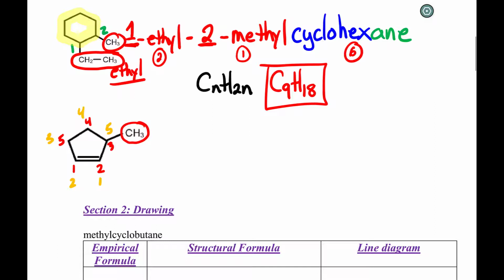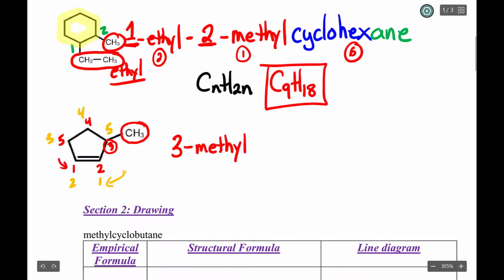So if we were numbering counterclockwise like this, 1, 2, 3, the 3 is lower than if we numbered it clockwise going this direction, in which it would be 5. So we want to do this counterclockwise. And so the name of this would be 3-methyl. Again, I'm making it 3-methyl, not 5, because 3 is smaller than 5.